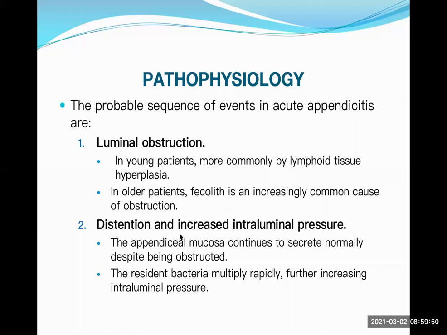Now, after that, what happens? There will be distension and increased intraluminal pressure buildup, because it is already obstructed. The mucosa of the appendix is continuously secreting mucus. That mucus cannot be drained outside, so it will be collected there, which leads to distension. Now remember, if any of the normal physiological process is disrupted, there will be migration of bacteria there. So this will happen, and this will even happen more later on when there is ischemia development.